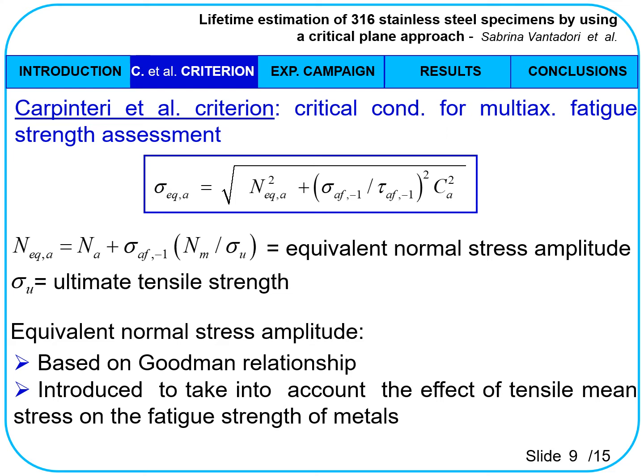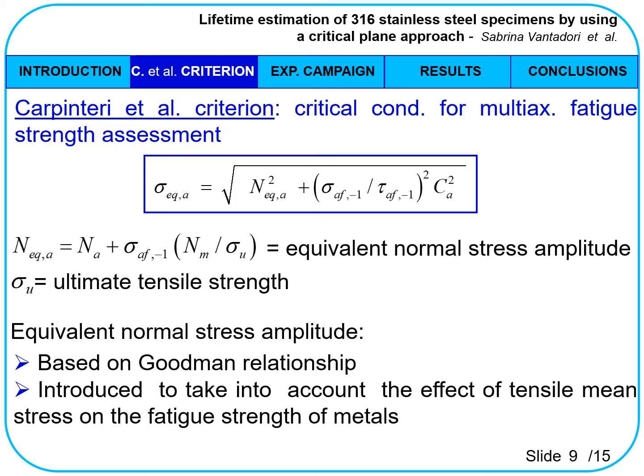The equivalent normal stress amplitude NEQA is based on the well-known linear interaction between the normal stress amplitude and the normal stress mean value, described by the diagram of Goodman. Such an equivalent amplitude is introduced in order to take into account that a tensile mean stress superimposed upon an alternating normal stress strongly reduces the fatigue strength of metals.